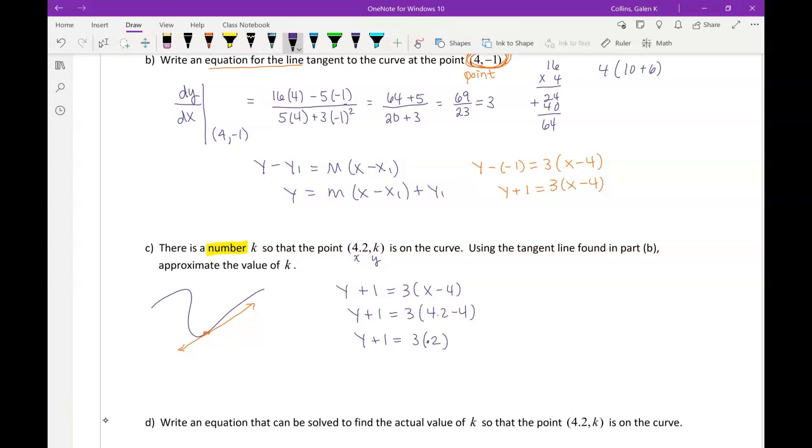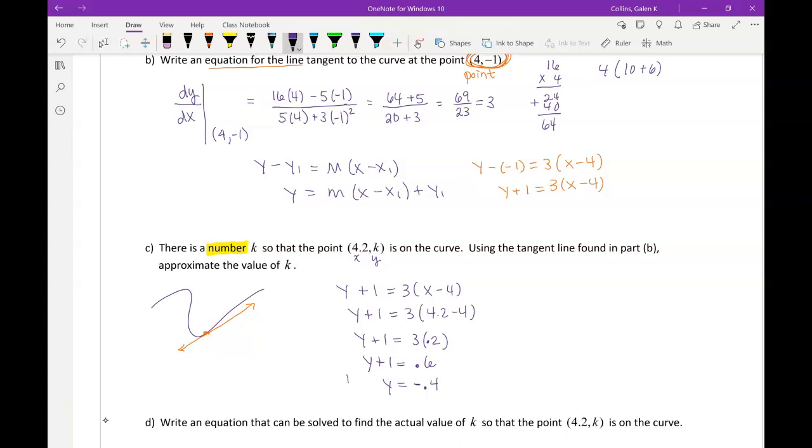There's a decimal there. All right, and then that becomes 0.6 when we multiply. And then lastly, I could subtract that 1 from both sides. So when I do that, I get, let's see, 0.6 minus 1 would be a negative 0.4. All right, so going back to the question, it said there's a number k, so that the point 4.2, k is on the curve. We're asked to approximate the value of k.